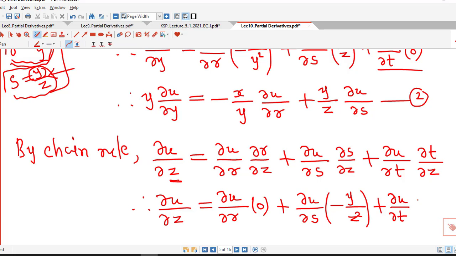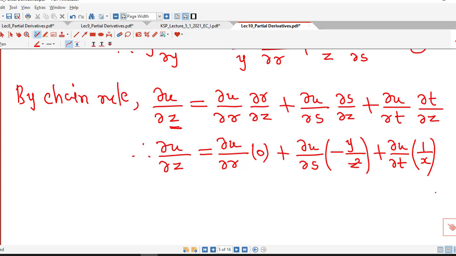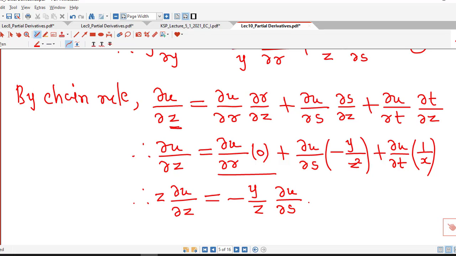Del u by del t as it is, and t is z by x, so 1 by x is constant, derivative of z is 1, and we multiply this both sides by z, so z into del u by del z, this going to be 0, and here 1 z will cancel out, and we have minus y by z del u by del s, plus we are multiplying with z, so this becomes z by x del u by del t, so we give this number 3.